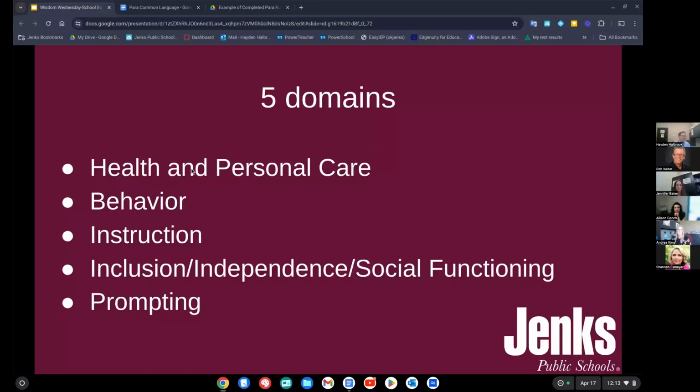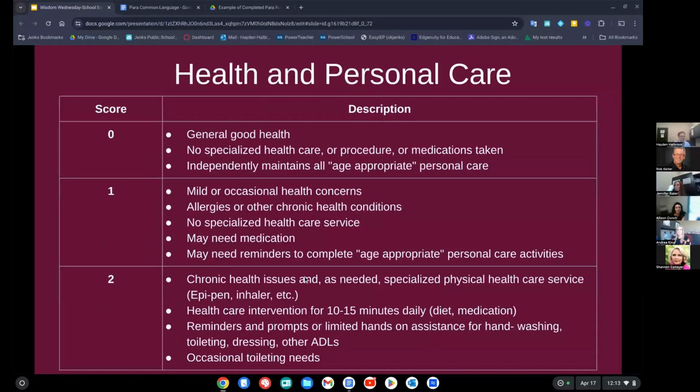The 5 domains are health and personal care, behavior, instruction, inclusion, independence, and social functioning, and then prompting. I'm going to go through all of these. And again, think of this as going down, vertical, so you'll have several pages.